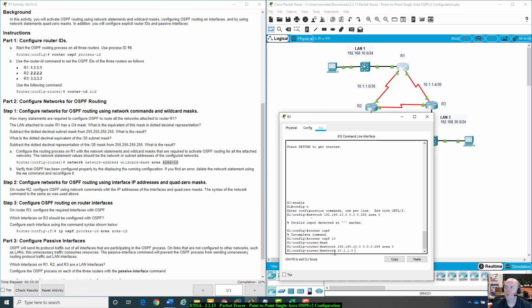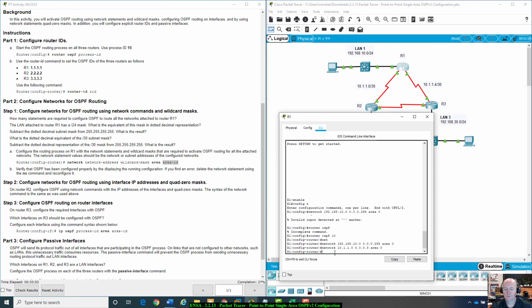255 minus 252 is 3. So 0.0.0.3. If you think about it, we've got 4 possible addresses. 3 plus 0 is 4. Area 0.